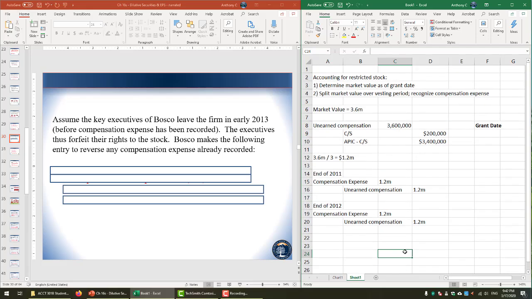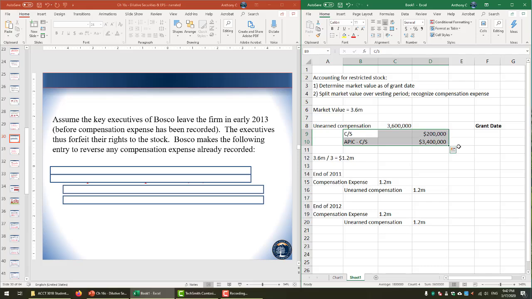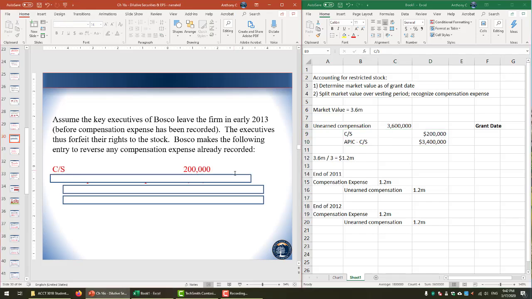All right, so altogether, we've recognized common stock of 200,000 and APIC of 3.4 million with a credit. So we're just going to reverse that. We're going to debit common stock for 200,000. We're going to debit APIC for 3.4 million.